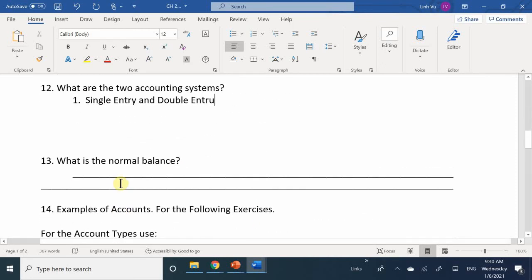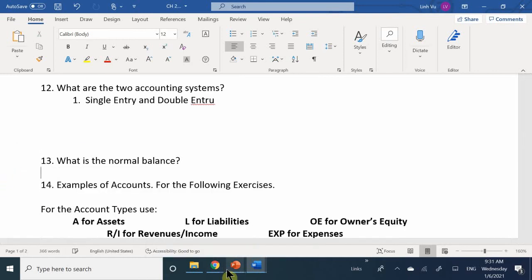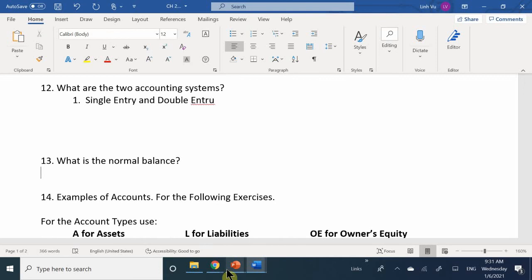All right, number 13. What is the normal balance? The definition. The side that increases in the account. Good. The side that increases in a specific account. Okay.